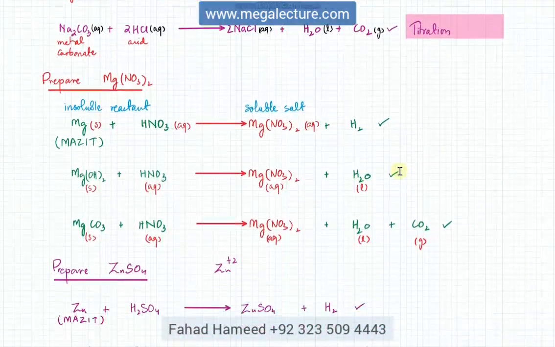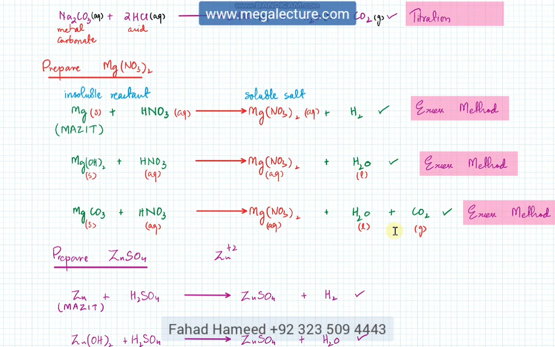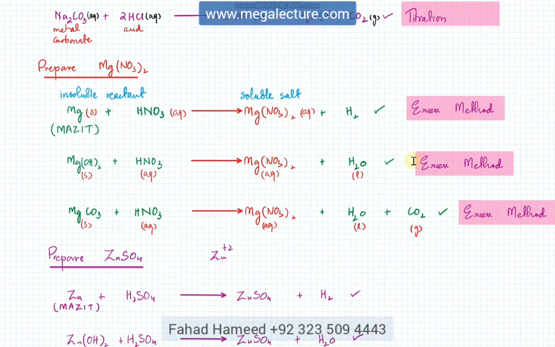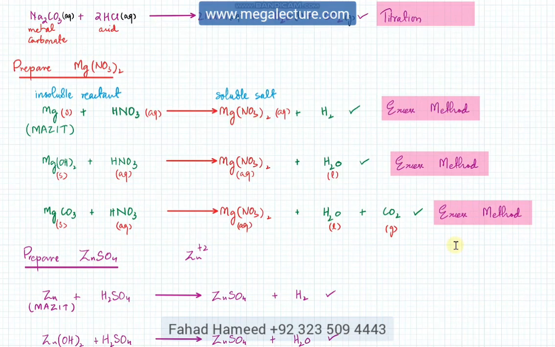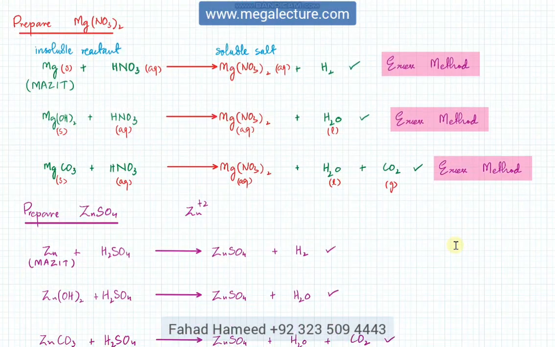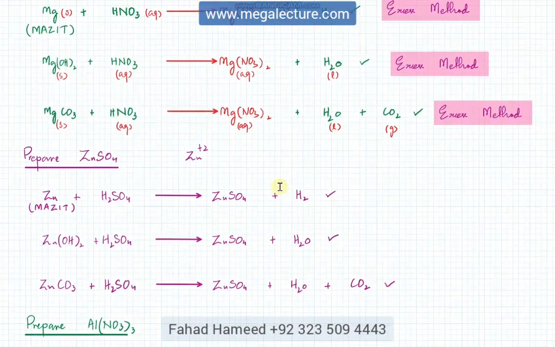So we go back and we label each one of the reactions. Insoluble reactant producing a soluble salt. The method that's going to be used is going to be the excess method for all three of those reactions over here. Let's move to the next one as well.